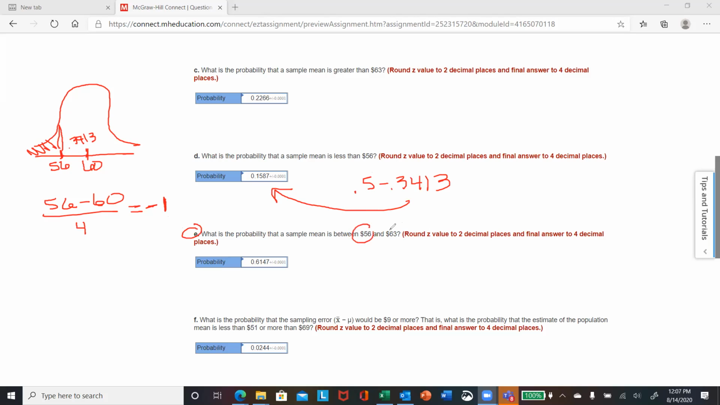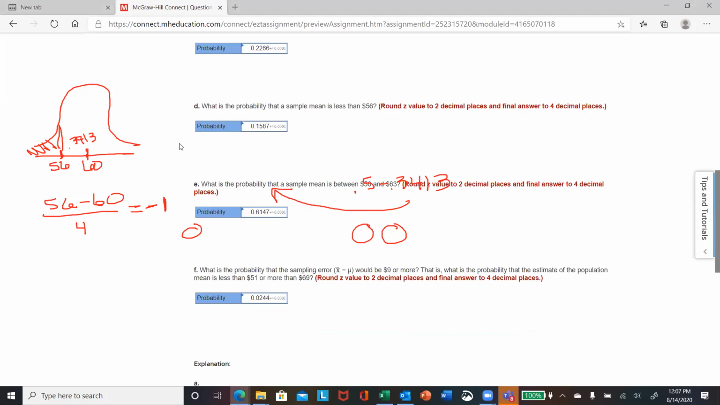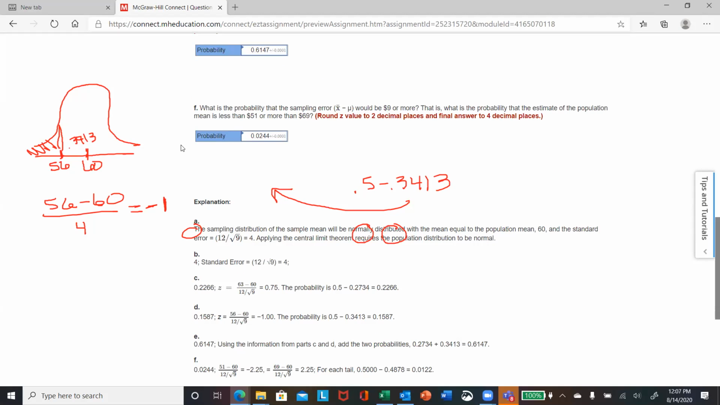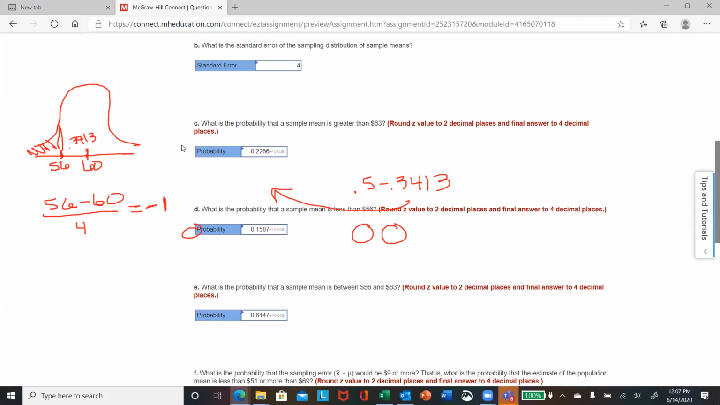All right. And then once you've got that, you notice on part E, they want you to look between 56 and 63. So we've already calculated those two z-values. For 63, it was a z-value of 0.75. So let me draw you the picture here. So you're essentially looking between, remember zero's in the middle, and you have 0.75 z, and you have a -1 z.